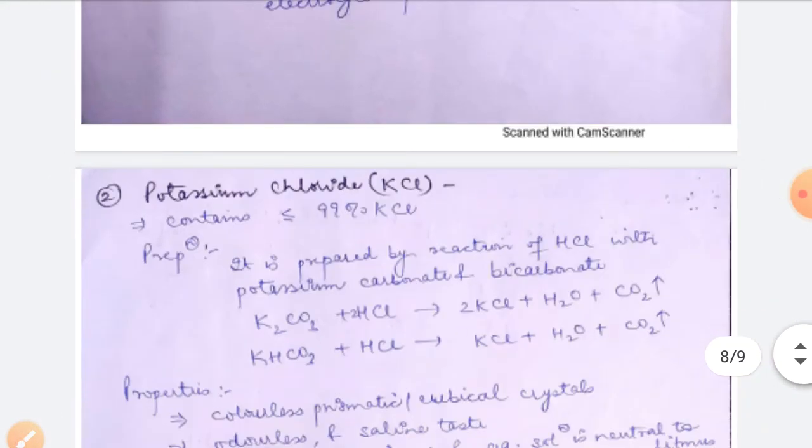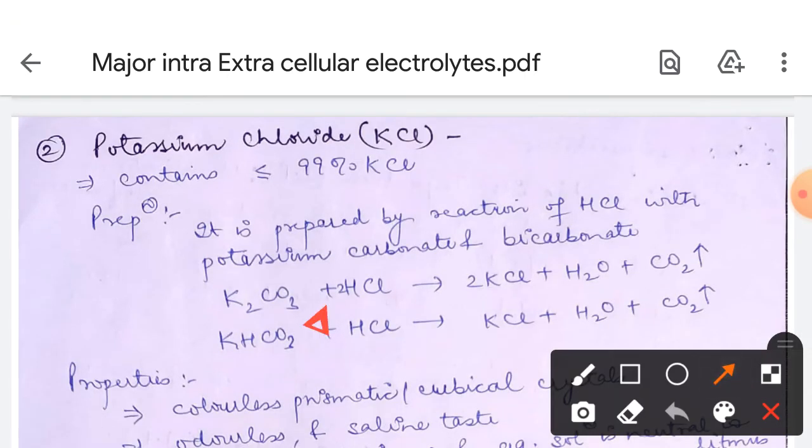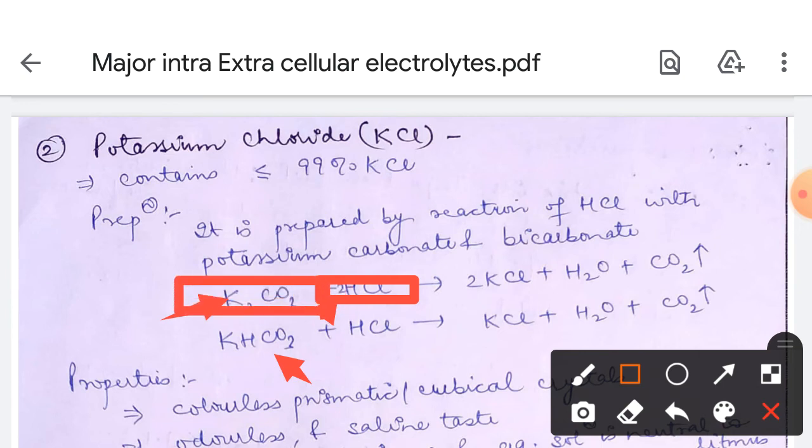Now the second is potassium chloride. It contains not less than 99% potassium chloride. It is prepared by reacting hydrochloric acid, HCl, with the potassium carbonate or potassium bicarbonate. So we can react the hydrochloric acid either with the potassium carbonate or with the potassium bicarbonate, and we get the potassium chloride.